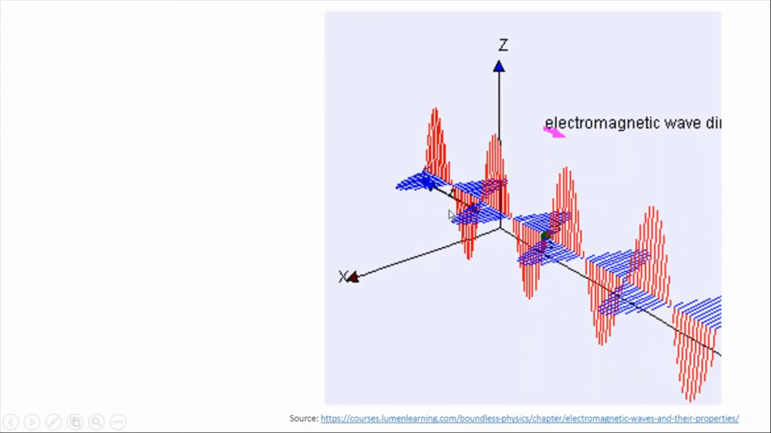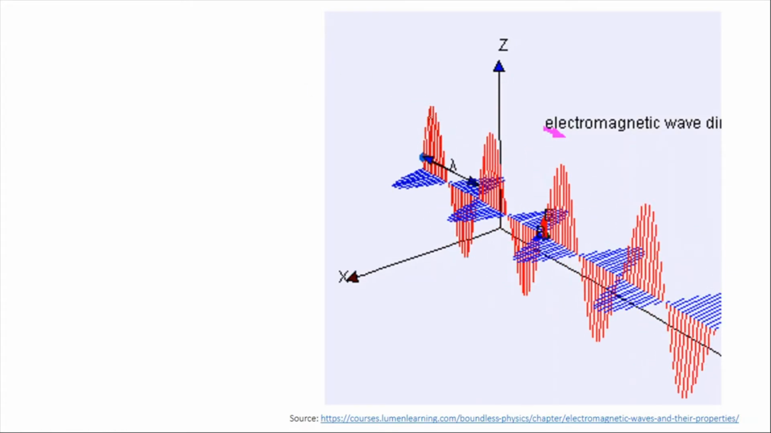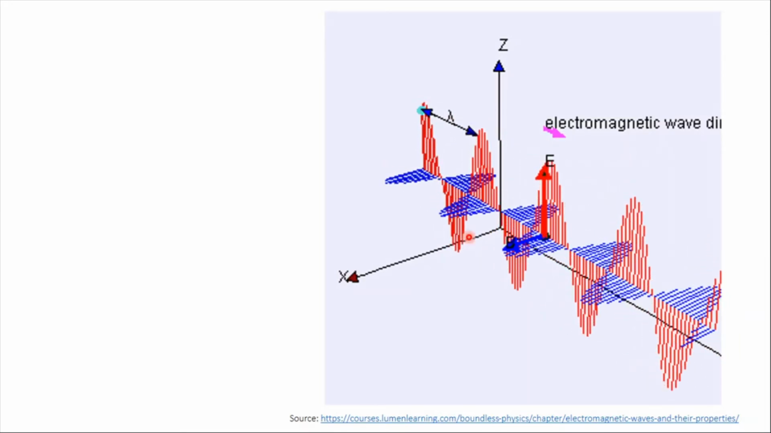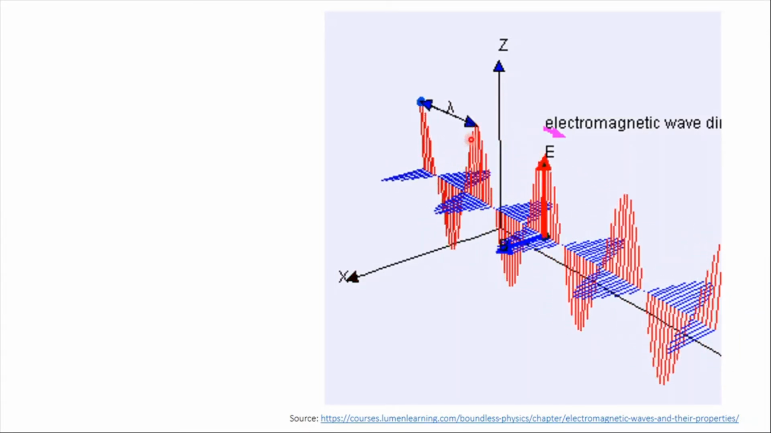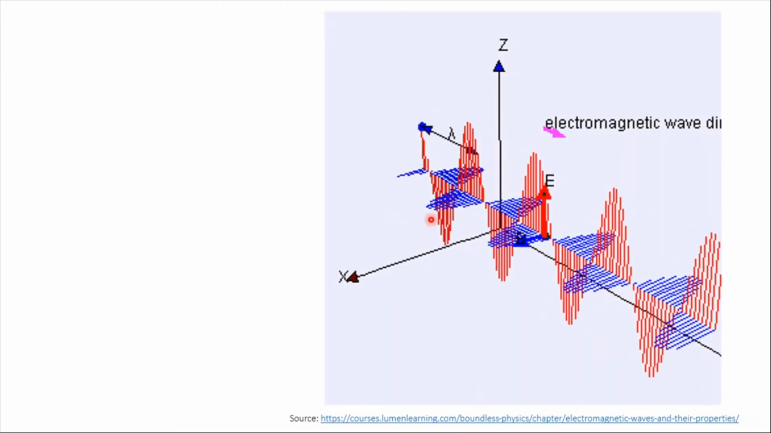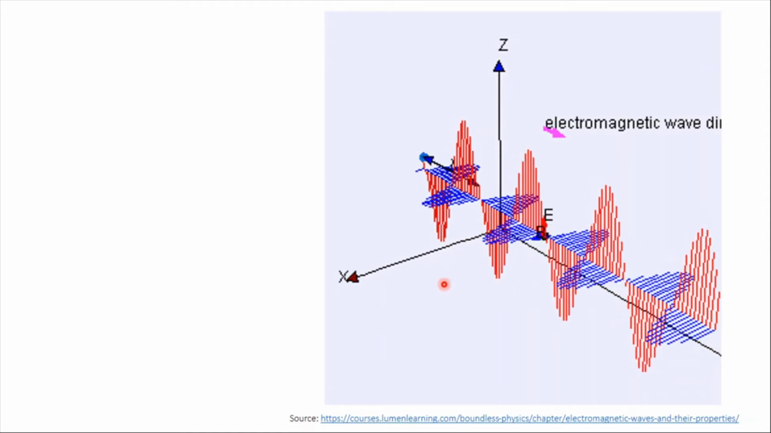Now, as you see, here is an electromagnetic wave propagating in this direction, which is the y direction, and there is an oscillation of the electric field in the z direction, and also there is the oscillation of the magnetic field in the x direction.